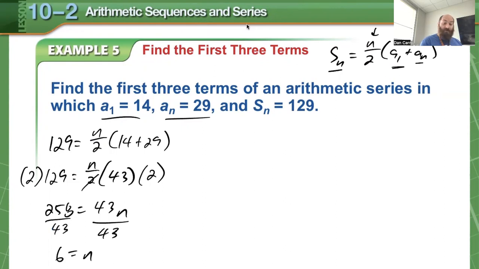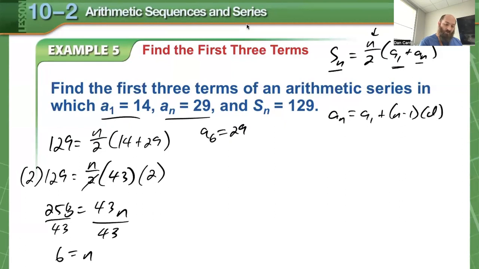And I get 6 for n. So what that means is a sub n is 29. Really, a sub 6 is 29. Well, to help me find my common difference, I'm going to use my other formula for arithmetic sequences: a sub n is equal to a sub 1 plus n minus 1 times d.